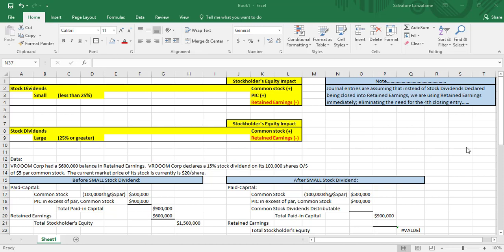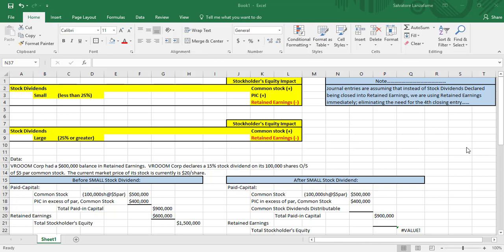So a couple of quick comments here. If you just got done watching my previous video, you probably remember me talking about the difference between a large and a small stock dividend. If you look over to the left of the screen, you see that I have in yellow a small stock dividend is typically somewhere less than 25%. Sometimes you might see a range of 20 to 25%, but let's just keep it simple. We'll say less than 25% is a small stock dividend.